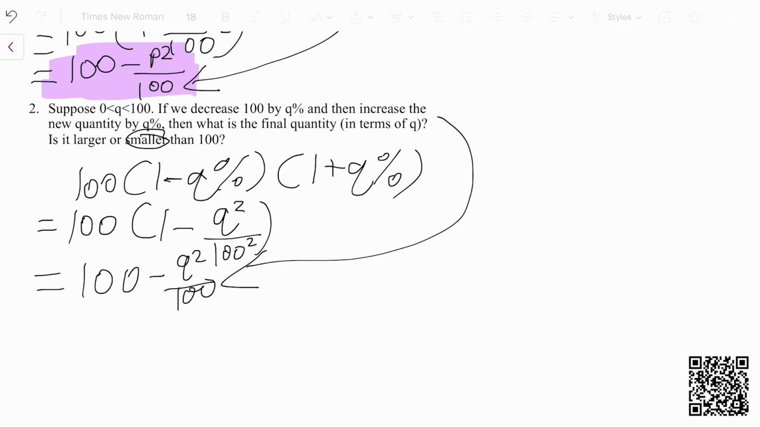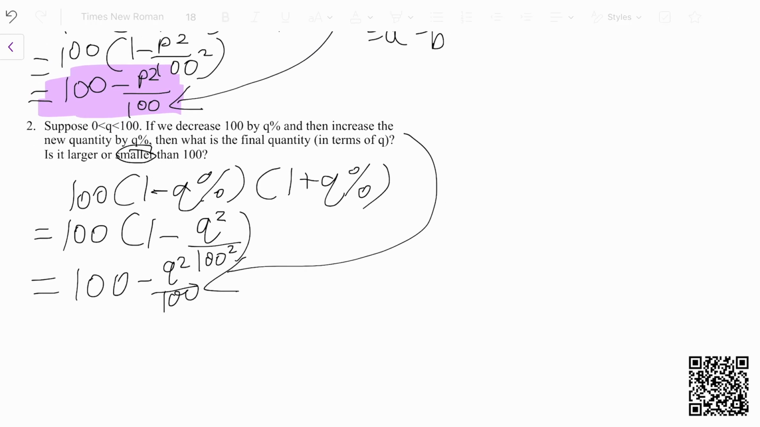But it doesn't actually matter what order you put it in. It doesn't matter if you decrease it first or increase it first, because you're always going to get the same thing, and multiplication is commutative.